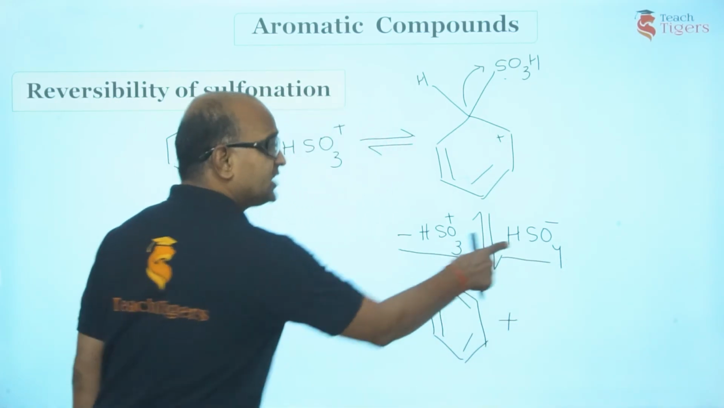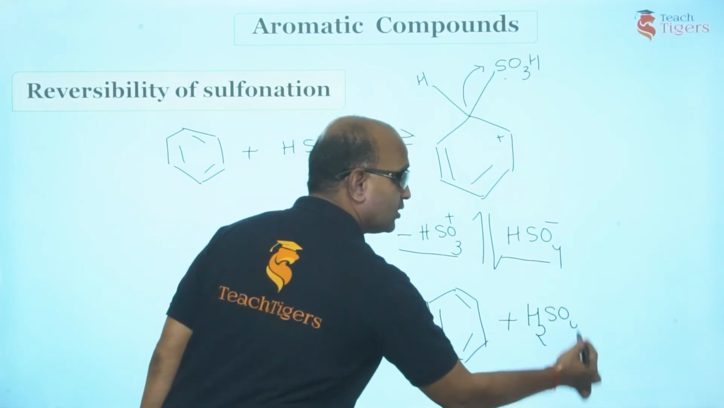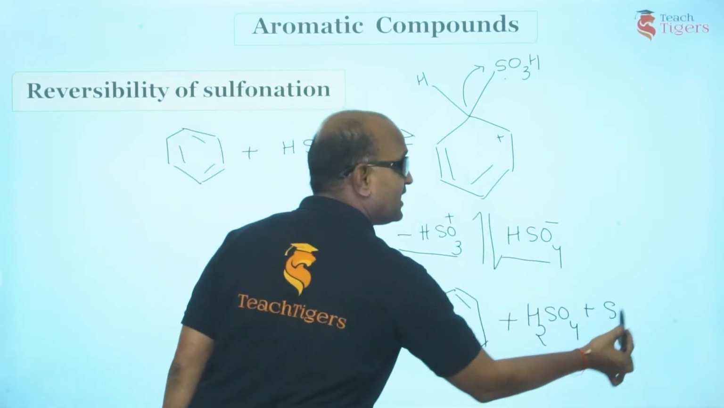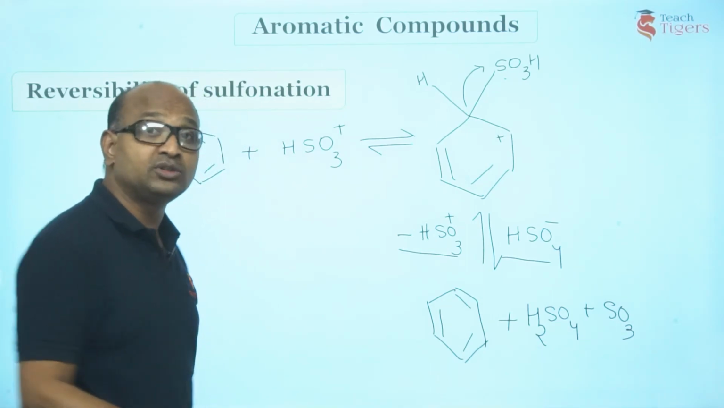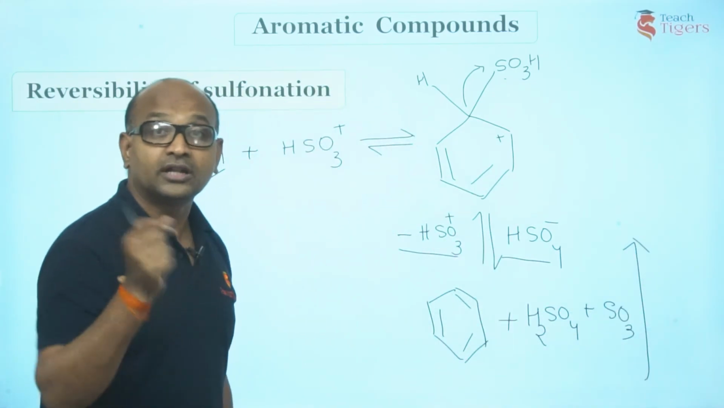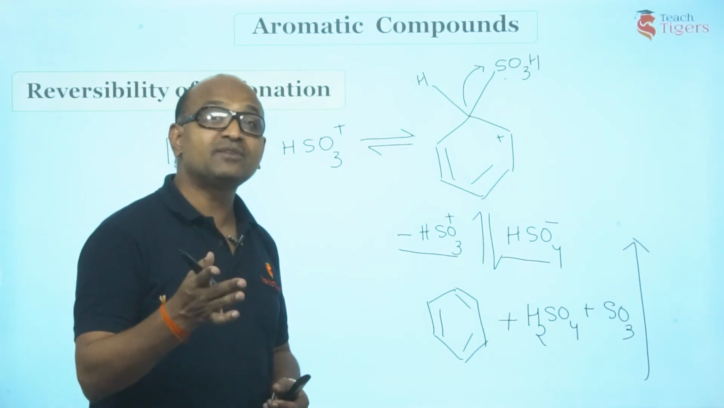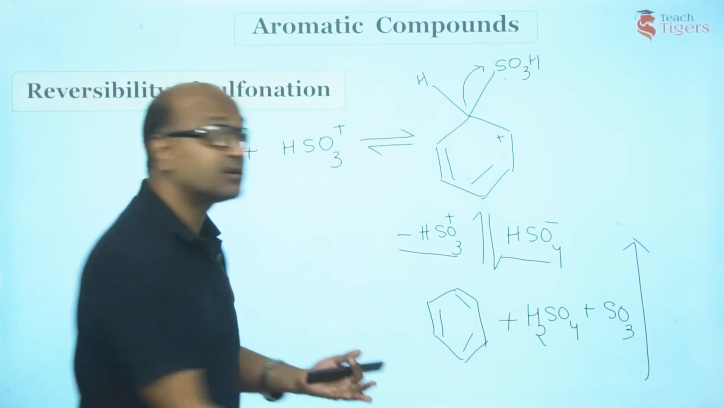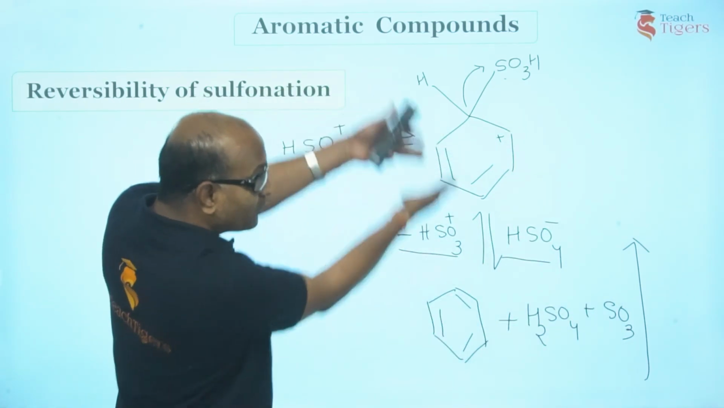How? HSO4 minus grabs this proton to give H2SO4. What is remaining here? It has lost the proton. What is remaining? SO3, sulfur trioxide. I need not remind you that sulfur trioxide is a gas and escapes out. Now the point is, according to Le Chatelier's principle, when a system is at equilibrium, removal of products will favor the forward direction. Now the product is removed, so you are going to get the forward reaction.